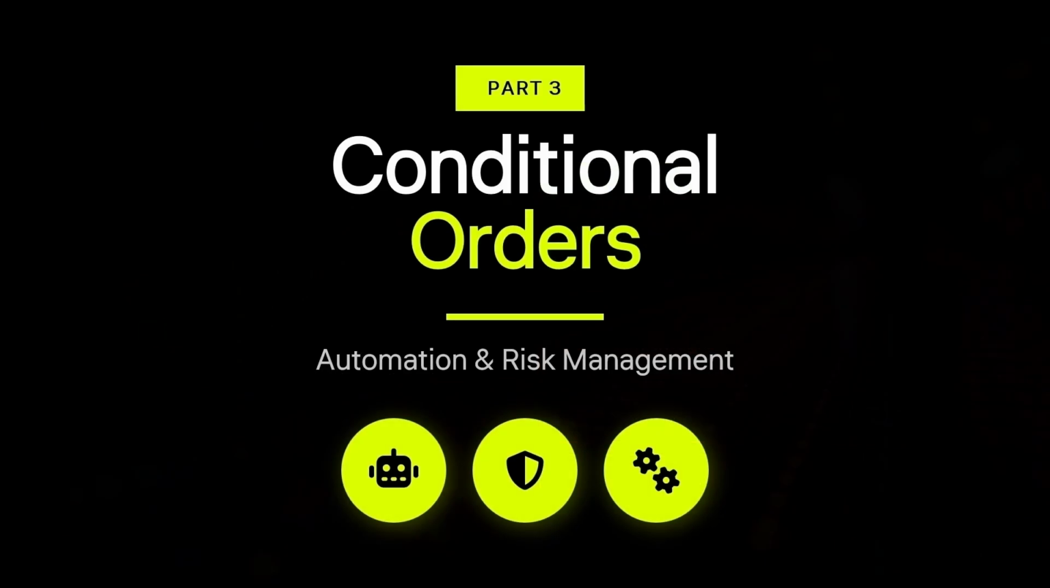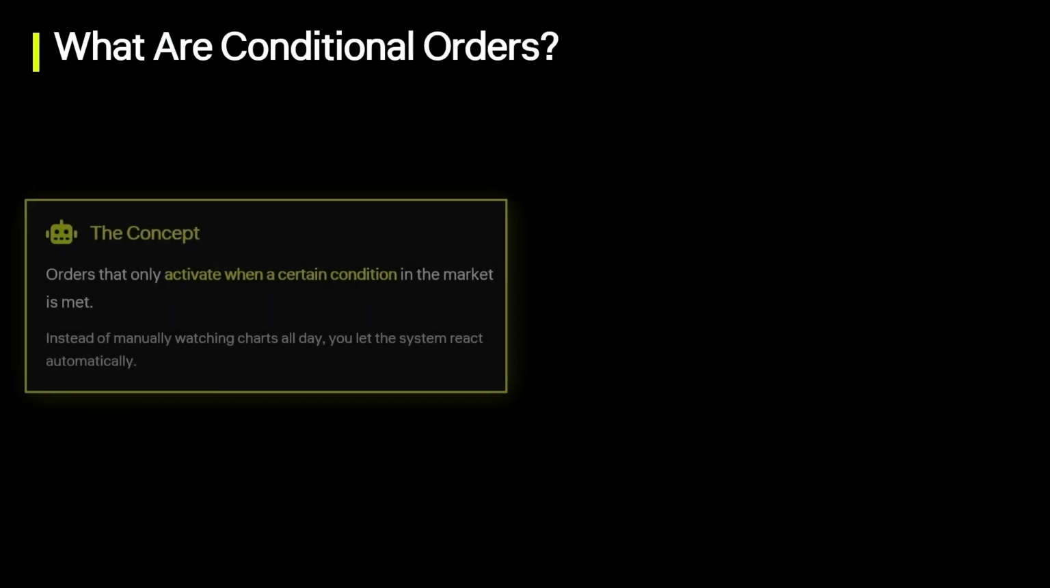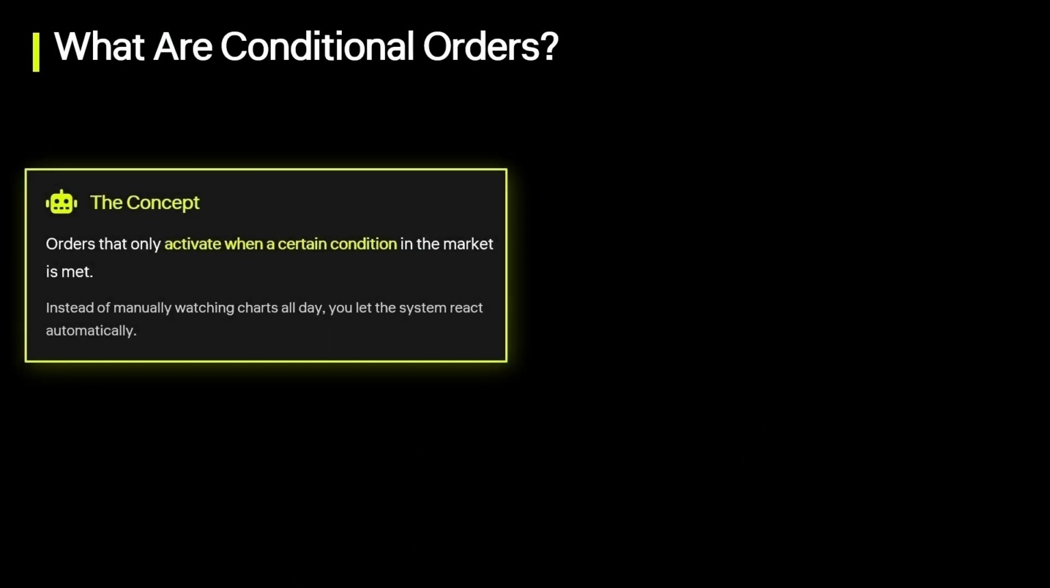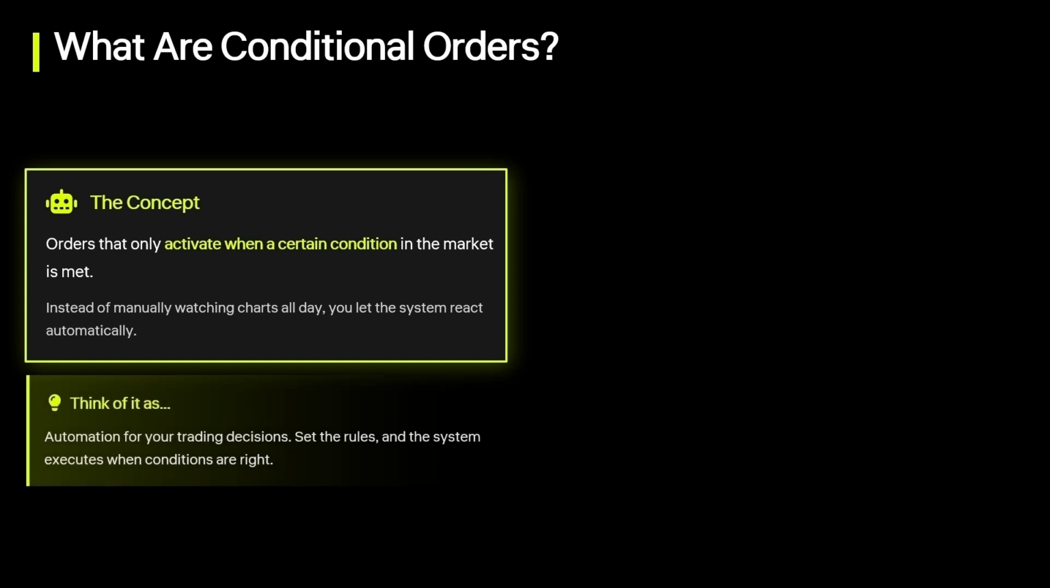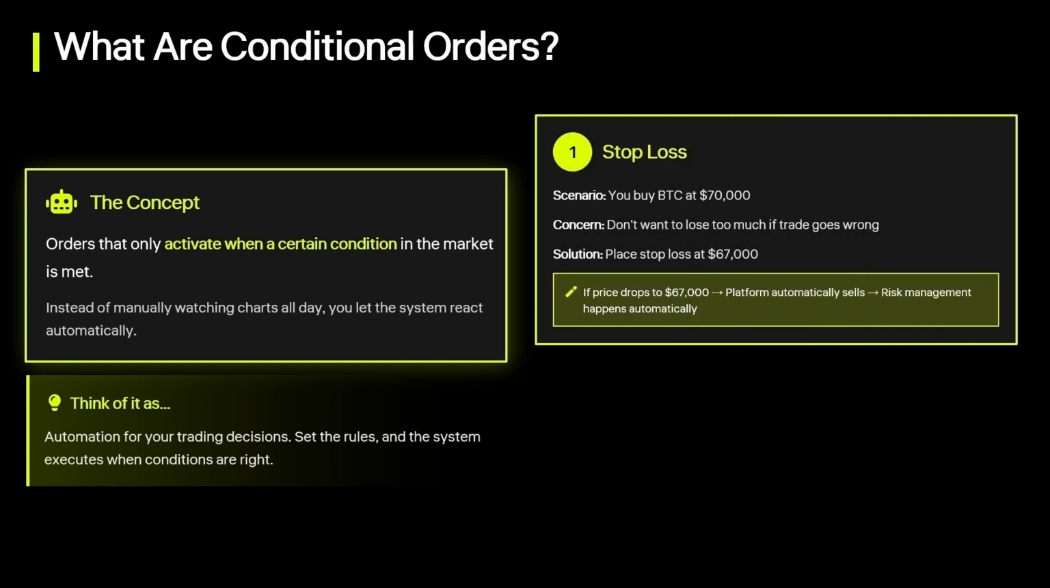Finally, we have the conditional orders. These are orders that only activate when a certain condition in the market is met. Instead of manually watching the charts all day, you let the system react automatically. Think of a conditional order as an automation for your trading decisions. Some examples of conditional orders are your stop loss.